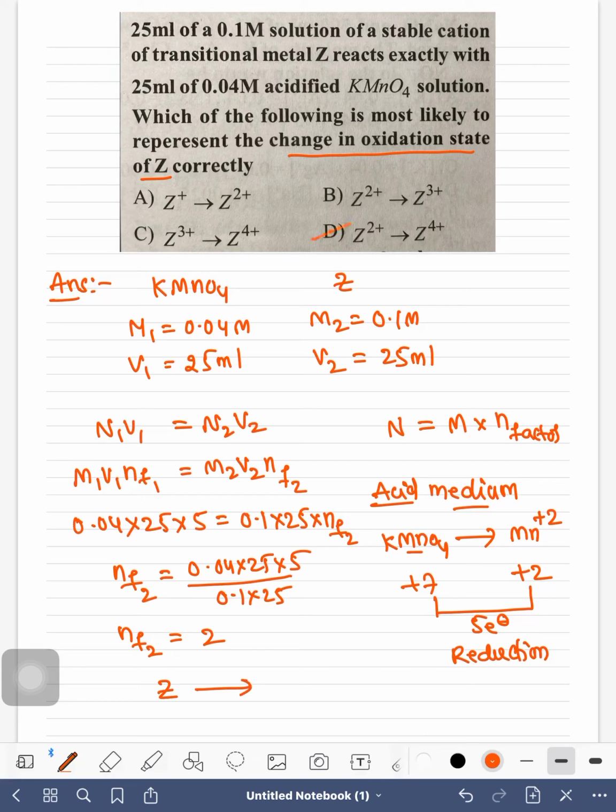That's why option D is the correct one. That is Z+2 to Z+4. It must undergo oxidation.